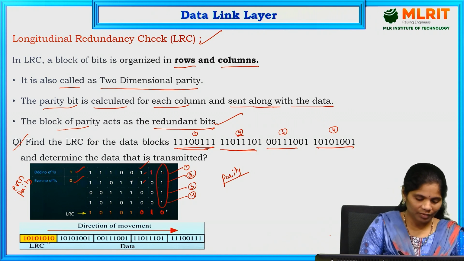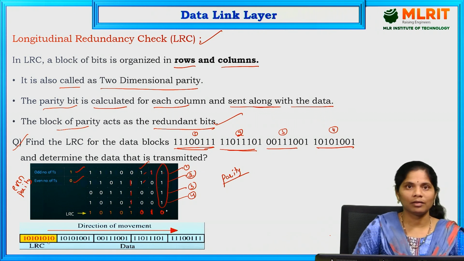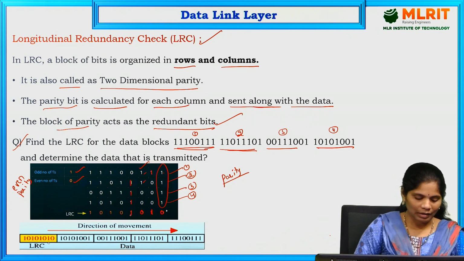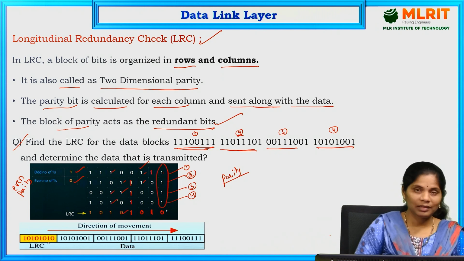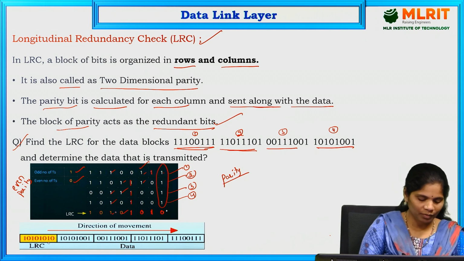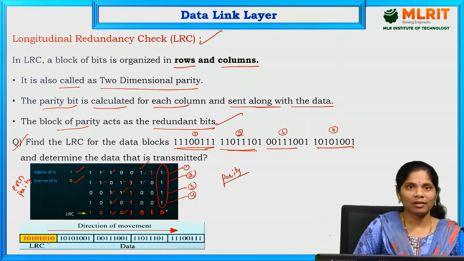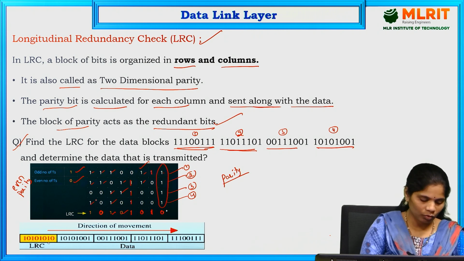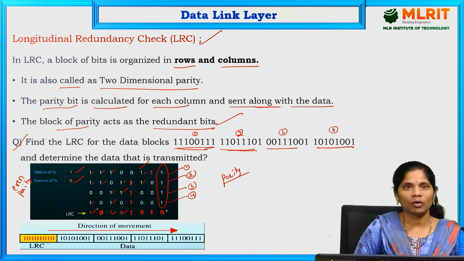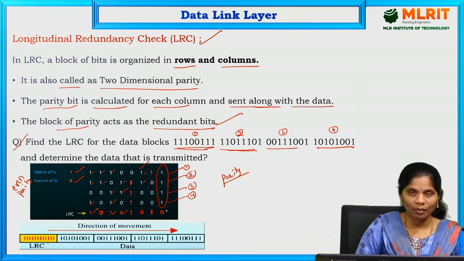In the next column, how many ones are there? Total 3. If 3 are there, the number of ones is odd, so we append a 1. Next, 2 ones are there, so it is going to be 0. In the next column, 3 ones means an odd number, so we append a 1. In the next column, 2 ones are there, so we append a 0. Finally, 1, 2, 3: 3 ones, so we append a 1. Like this, we append the redundancy bit, the LRC bit, that is the parity bit.